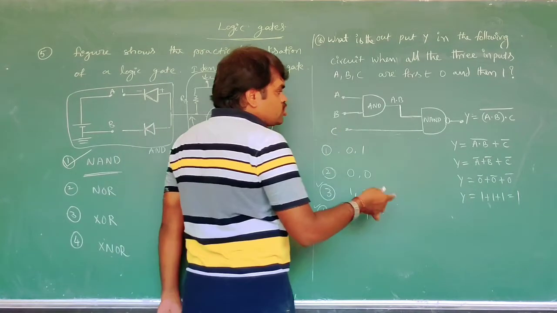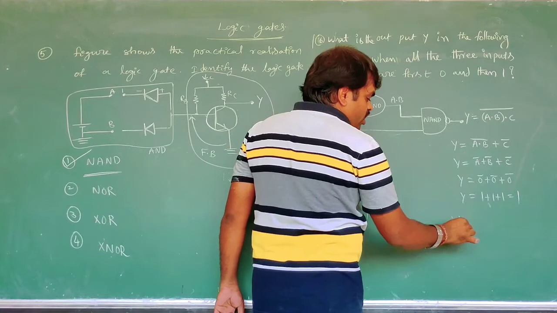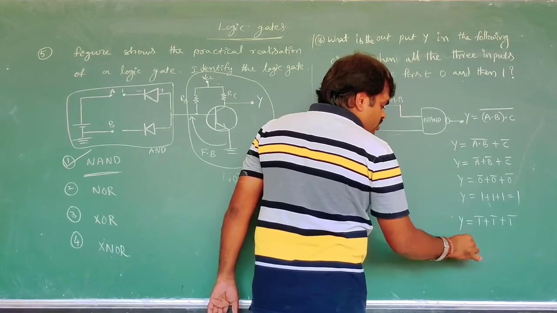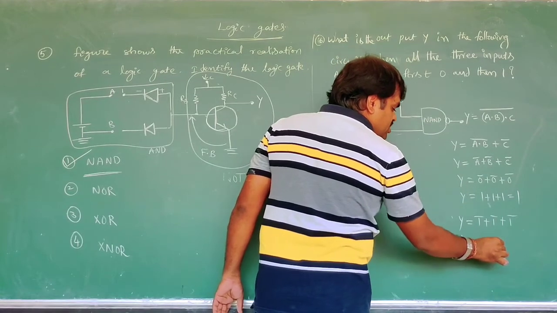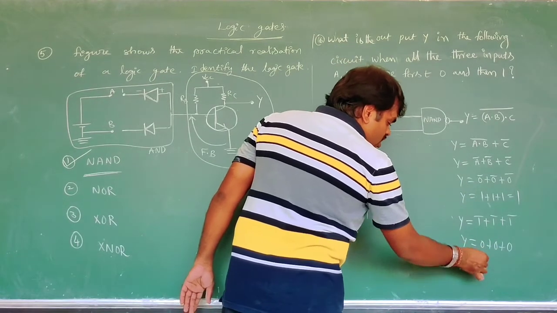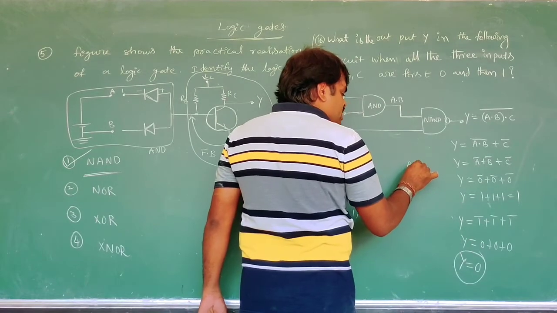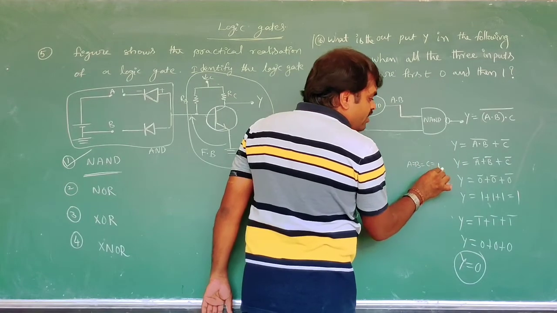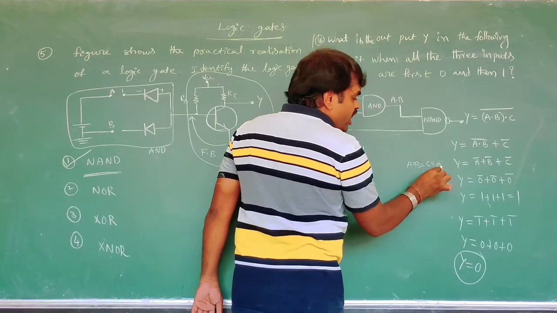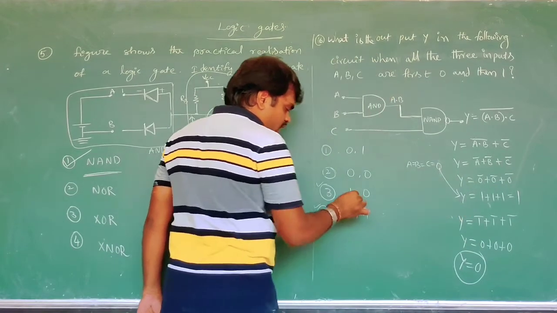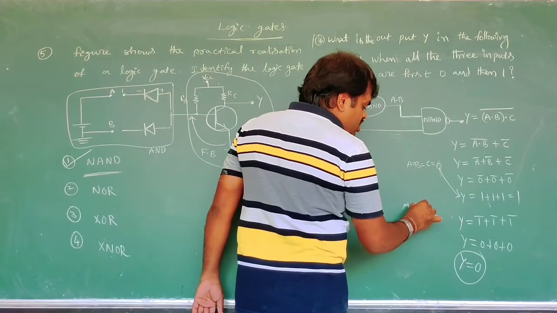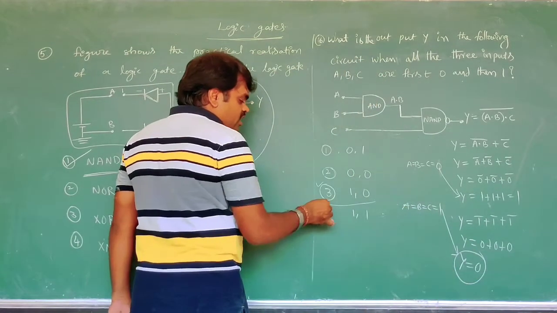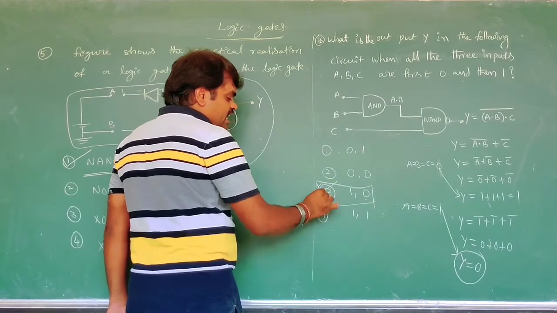But next, then 1. All inputs are 1. That is 1 bar plus 1 bar plus 1 bar. Then Y is equal to 0 plus 0 plus 0, so Y is equal to 0. That means when A equals B equals C equals 1, the output is 0, and first we got output 1. When A equals B equals C equals 1, we got Y equal to 0. That's why the third option is the correct one.